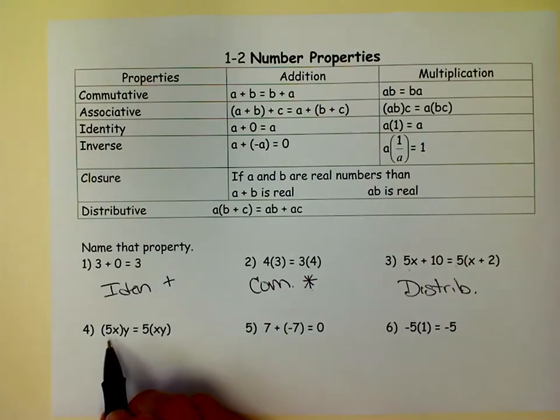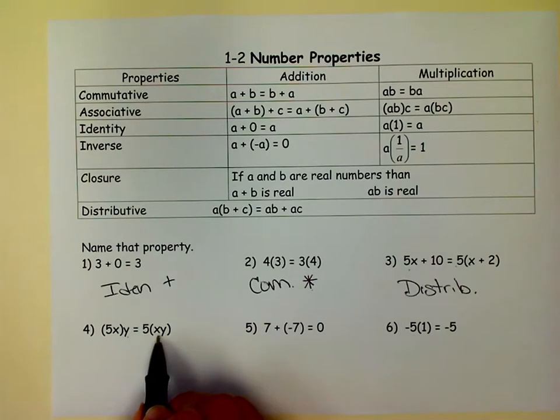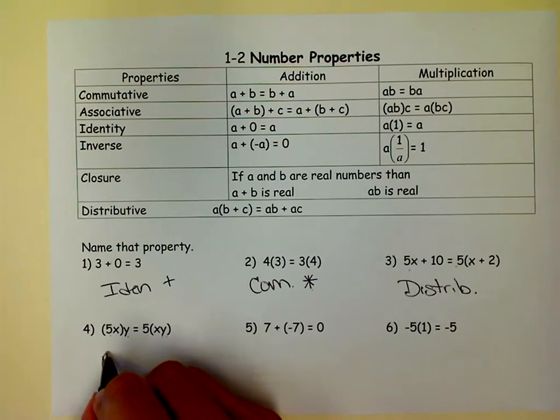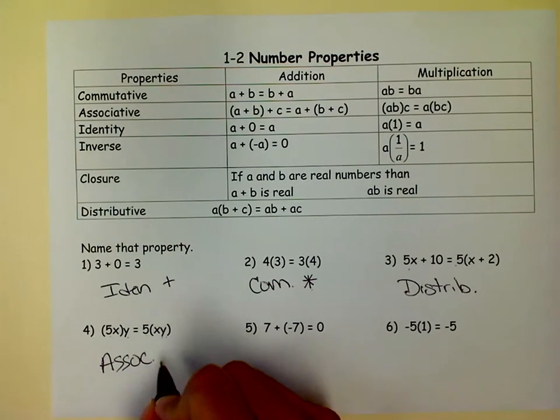The next property, we notice 5x times y equals 5 times x times y. The order didn't change, but what x is being associated with changes. First it's being associated with 5 and then with y. So that's the associative property of multiplication.